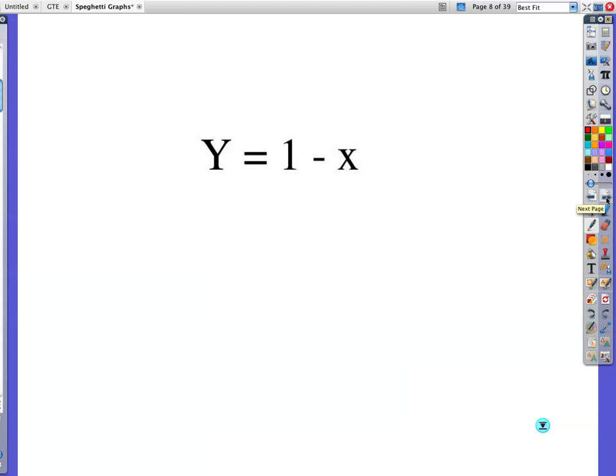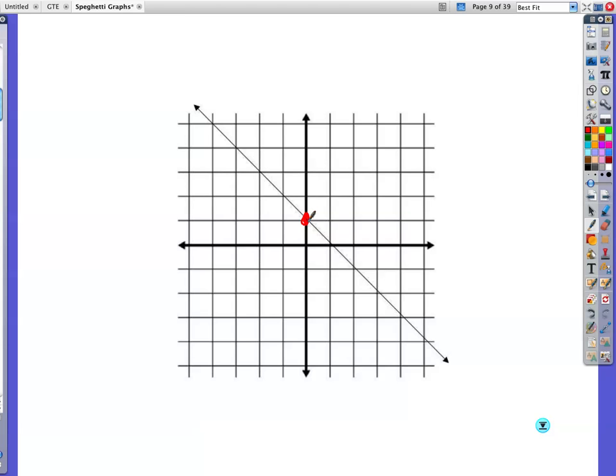1 minus x. Y-intercept of 1, slope of negative 1. Even though you don't see the 1 there, don't think it's 0. If it was 0, we wouldn't have the x on the screen at all. So it has to be 1 minus 1x. So y-intercept of 1, slope of negative 1, which means I rise negative 1, run 1. Rise negative 1, run 1, and so on and so forth. And it goes the other way too. If you don't want to go rise negative 1, run 1, then the equivalent would be rise 1, run negative 1.